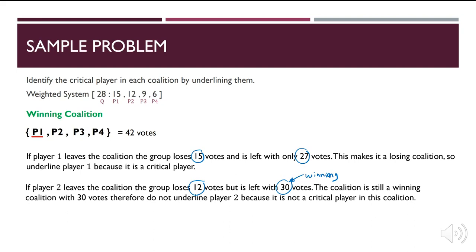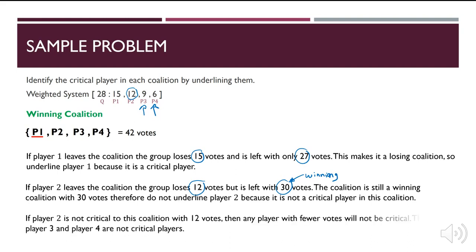And now we can continue doing this with player 3 and player 4, or we can say, well, player 3 has less votes than player 2. If player 2 is not critical with 12 votes, player 3 is not going to be critical with 9. And we can say the same thing for player 4. Player 4 has 6 votes. That's even less votes than player 3. So if a player is not critical with a number of votes, anyone with fewer votes will not be critical either. So we see that players 2, 3, and 4 are not critical. Only player 1 is.